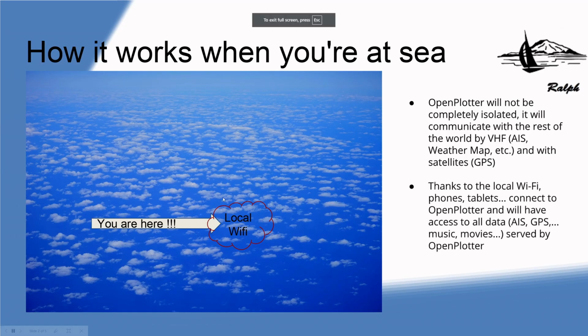But thanks to the local Wi-Fi you are going to create, you can connect your tablet, smartphone, or other PC to your OpenPlotter, to your Raspberry Pi, and then you can use your tablet to see the maps, your position, the position of other boats if there are some using the AIS, and of course you can use your tablets or phone to read books or see movies that you have put on your Raspberry Pi and things like that. But remember, there is no access to internet. It's just what I call a local Wi-Fi.